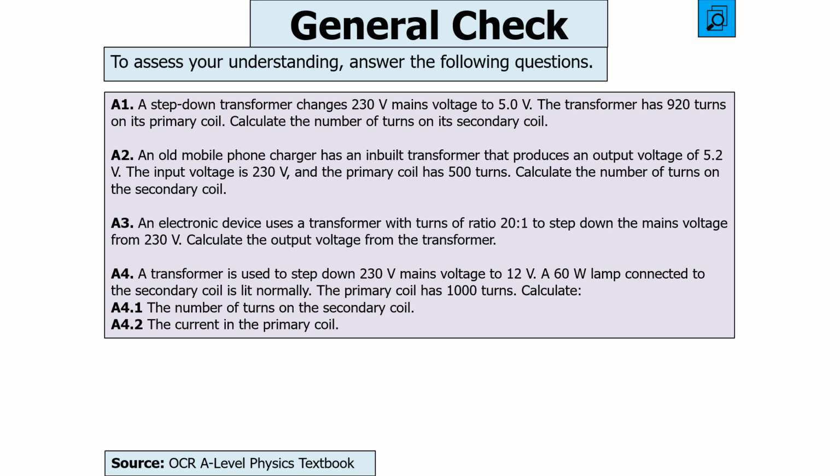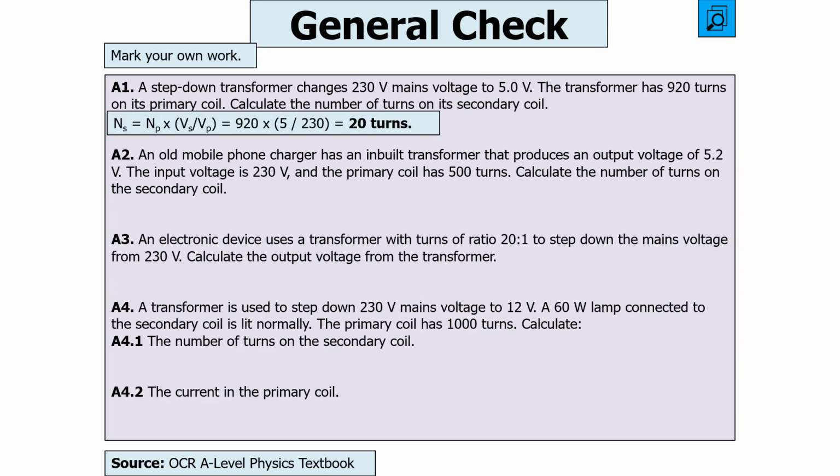Then an electronic device uses a transformer with a turns ratio of 20:1 to step down the mains voltage from 230 volts. Calculate the output voltage from the transformer. Then a transformer is used to step down a 230 volts mains voltage to 12 volts. A 60-watt lamp connected to a secondary coil is lit normally. The primary coil has 1000 turns. Calculate firstly the number of turns on the secondary coil, and then secondly the current in the primary coil. So pause the video now, then unpause the video when you want to go through your answer.